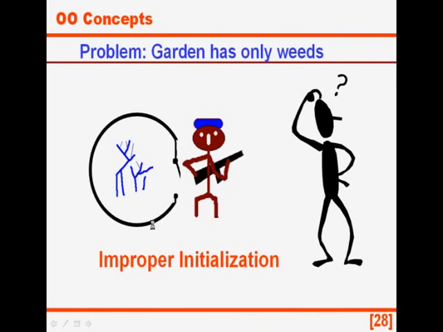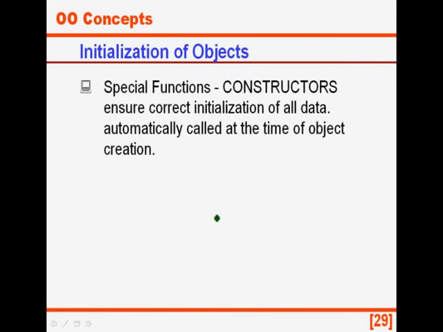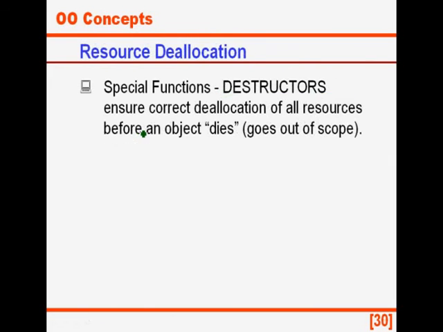Now we have a new problem. If the garden had only weeds to begin with, putting the guard doesn't change it. This is the problem of improper initialization. So to initialize objects properly, we have special functions called constructors. Constructors ensure correct initialization of all data. They are automatically called at the time of object creation.